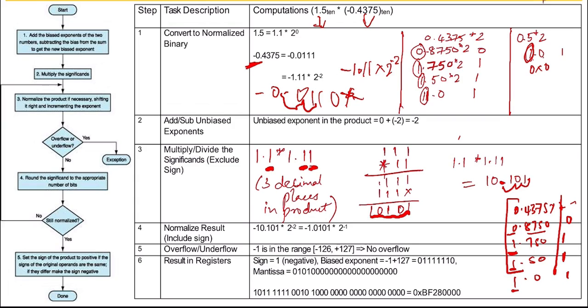So this is going to be, instead of 0.101, it's going to be 1.0101 times 2 to the power negative 1. And now you know that the answer is negative because it's a negative times a positive. The answer is always negative.